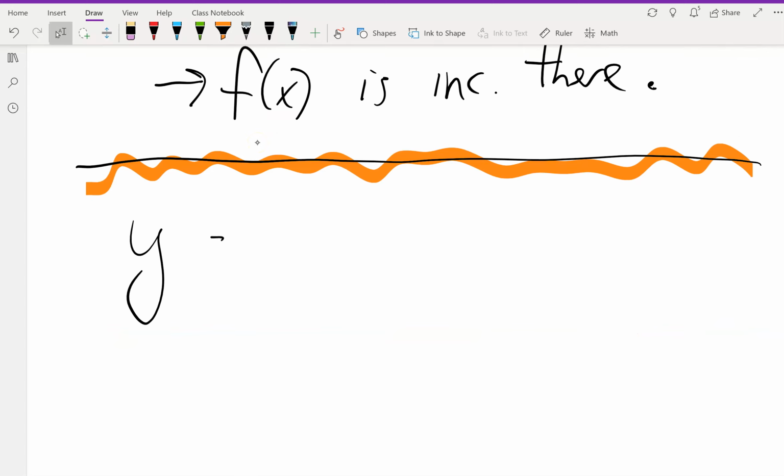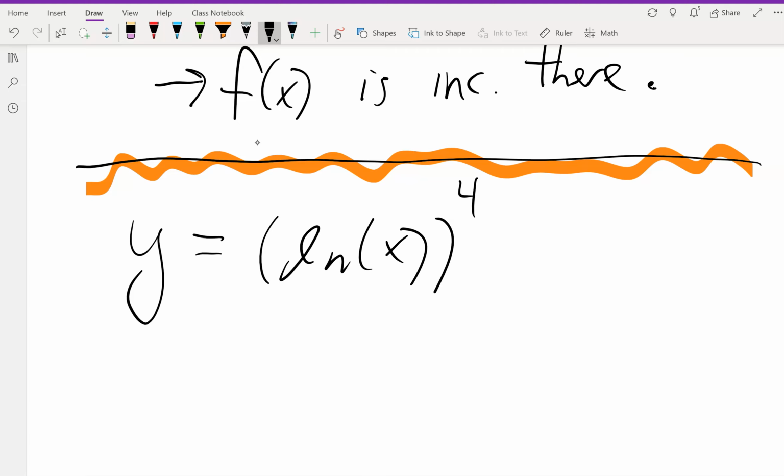Let's do this again though. Let's say we have a function and it is parentheses log of x to the fourth. I really want to make it clear how you attack this.